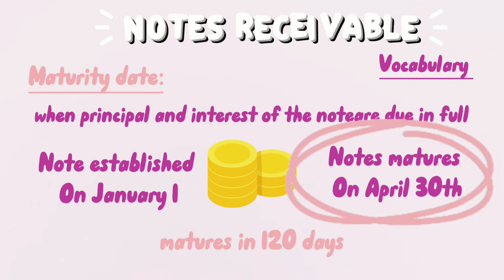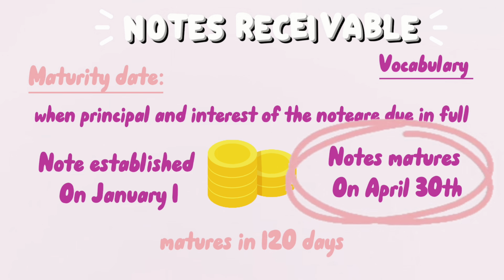Now let's figure out how to compute the interest that you owe on that note. When computing for interest, we are going to be using the banker's rule, which assumes that a year is 360 days and time will be expressed in a fraction. So in our case, it'll be 120 over 360.